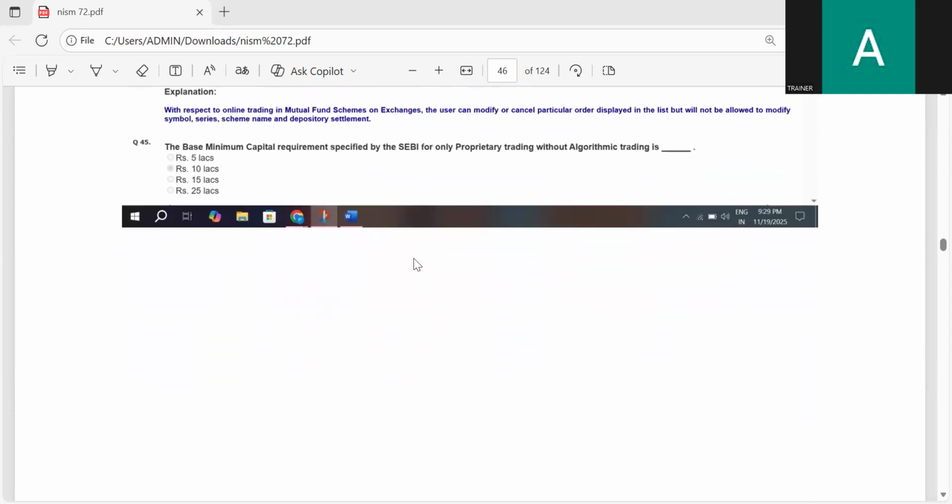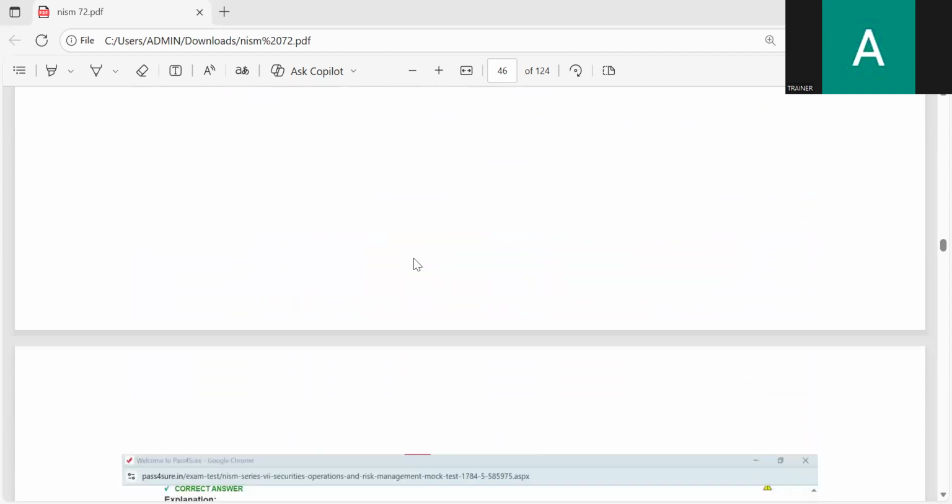The base minimum capital requirement specified by SEBI for only proprietary trading without algorithmic trading is rupees 10 lakh.